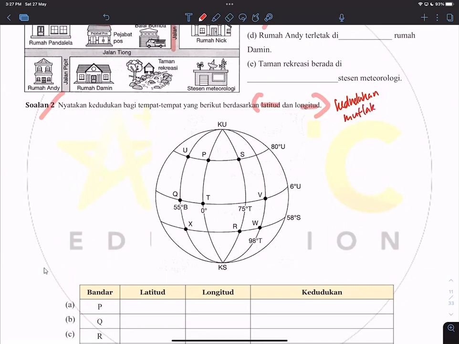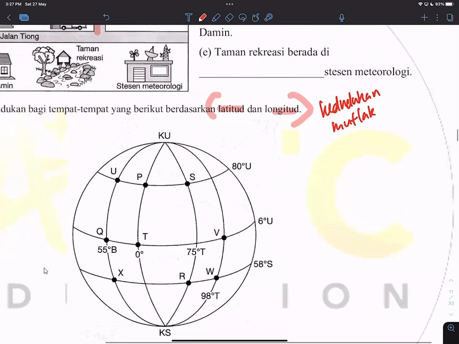Okay, so kedudukan mutlak is latitude plus longitude. We call it coordinates or koordinasi, same thing. Coordinates is spelled N-A-T-E-S, so coordinate is just T, replacing the S-S-I.